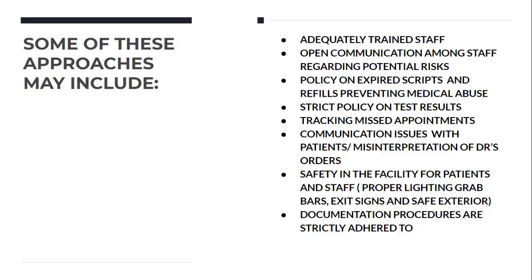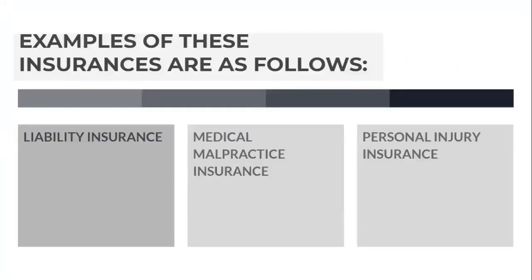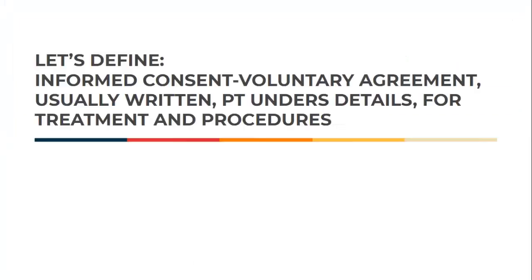Safety in the facility for patients and staff, proper lighting, grab bars, exit signs, and safe exterior. Documentation procedures are strictly adhered to. Liability, malpractice, and personal injury insurances. Individual providers in healthcare facilities typically purchase several different types of insurance. They may be involved in either researching or renewing these insurance policies for your employer. Examples of insurance are as follows: liability insurance, medical malpractice insurance, personal injury insurance.